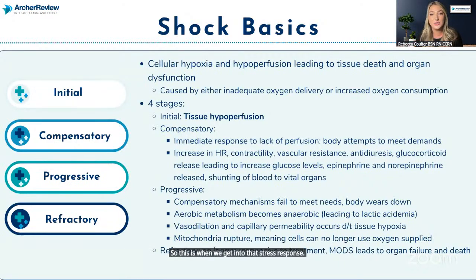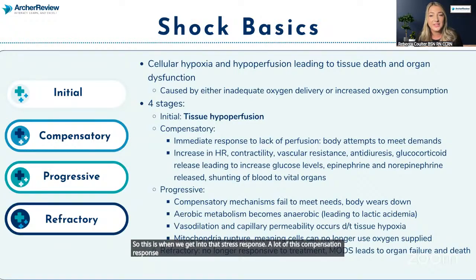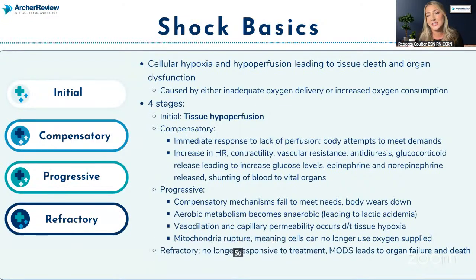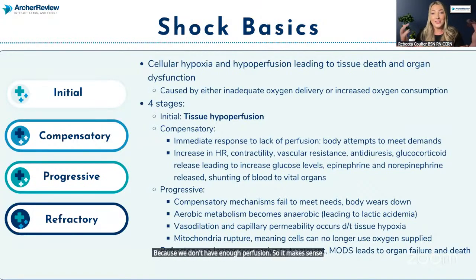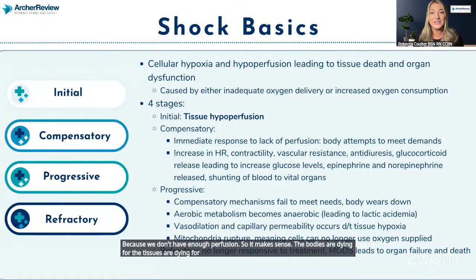A lot of this compensation response is kicked off by our sympathetic nervous system, our fight or flight. We're going to release good catecholamines like epinephrine and norepinephrine to do some things to try to get some more oxygen to the tissues. So classic compensation techniques that our body uses: increase in heart rate, increase in heart contractility. This is all to increase our cardiac output because we don't have enough perfusion. So it makes sense. The tissues are dying for oxygen. Let's get the heart to beat more and give us some more oxygen. So we do that with heart rate and contractility to increase cardiac output.